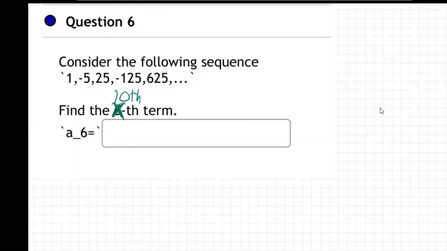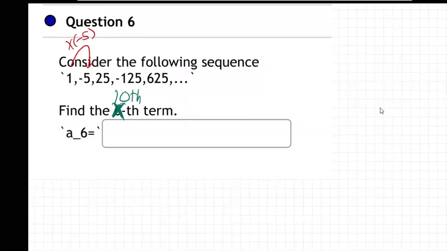Anyway, what's happening in this sequence? What's going on from term to term here? It's multiplying by -5. Nice. Multiplying by -5. Yes, everybody see that? That's why it keeps changing signs. You see that? It's multiplying by -5 every time, right?